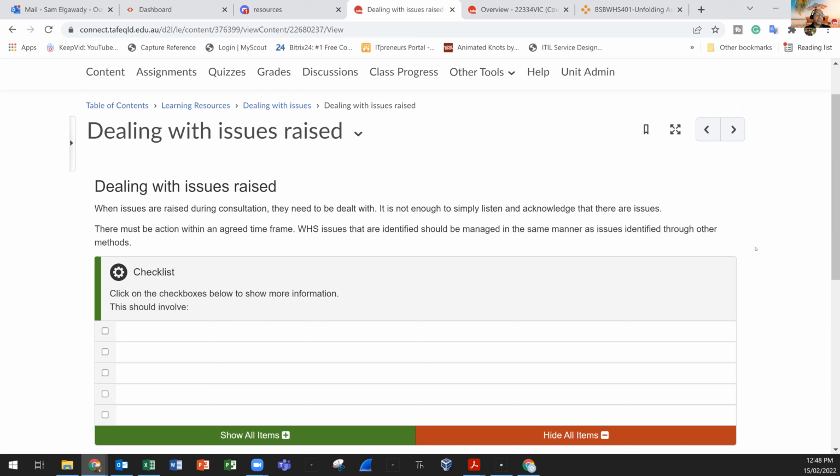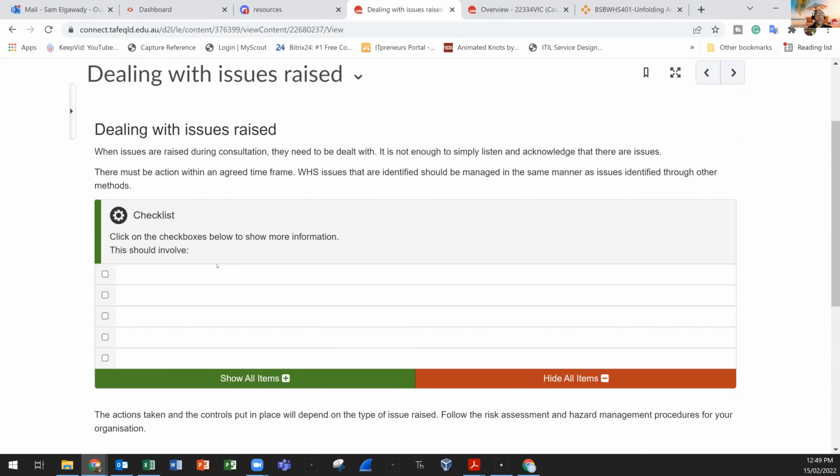So any issue raised, it is not enough to just say, yeah, we have issues, we recorded the issues, and that's it. We need to take some actions. And these actions should be timed and assigned to people or teams. So we need to know about that. So we have here some more information in the checklist.